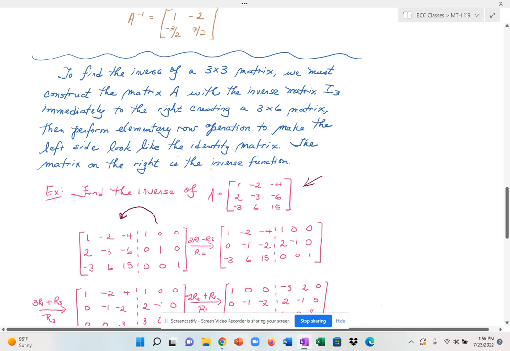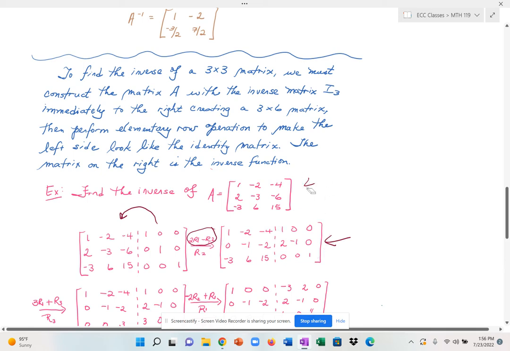So row 1 and 3 simply get copied over, and row 2 is going to change. So when I do 2 times row 1 and subtract row 2, my new row 2 becomes 0, -1, -2, 2, -1, and 0. Notice the right side is changing, as well as the left side.